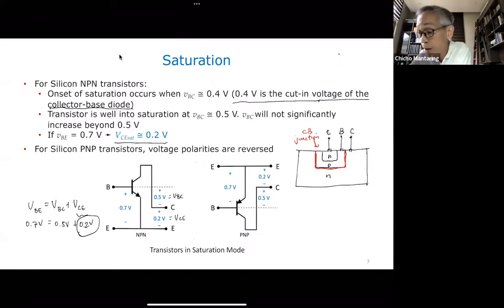Okay. And if your transistor is a PNP, it's the same except that your subscripts are reversed. No? Instead of VBE, it's VEB. And then you have VCB and VEC. So here on the left, it's VEB, okay, is equal to VCB plus VEC. Okay. And that will also give you 0.2 volts.